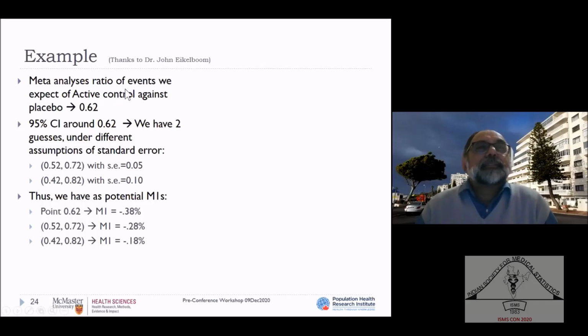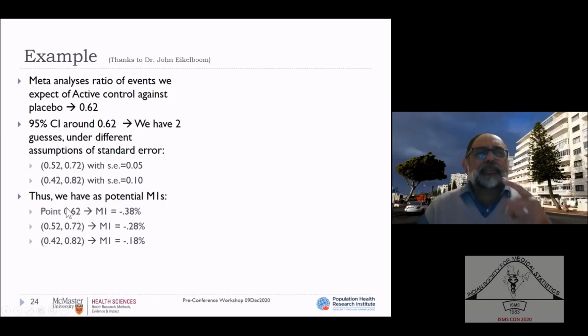So the meta-analysis ratio of events they expected, active control against placebo, was 0.62. The 95% confidence interval actually differed. We didn't have only one. It just depended on different assumptions of the standard error. So the confidence interval could have been from 0.52 to 0.72 or 0.42 to 0.82. The reason is that they weren't really sure. They were basing it on not knowing the true standard error, but they guessed at it. They had two possible guesses.